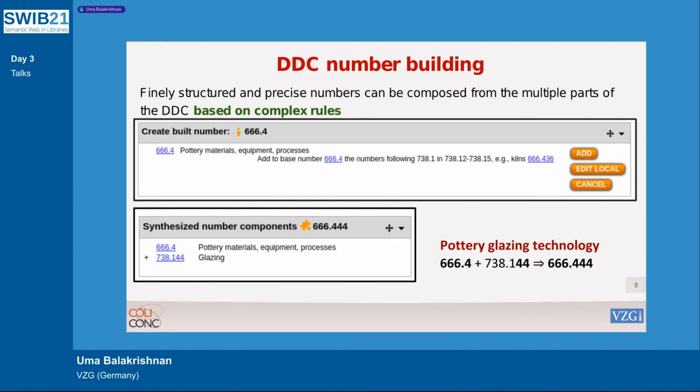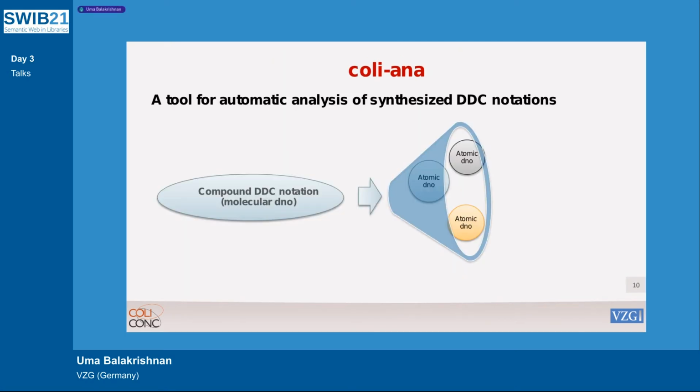In this way, large numbers of DDC numbers have been created over the decades and have been stored in the holdings of our libraries as hidden treasures, I would say. Hidden treasures in the sense that we have not been able to use them. They have remained unused, unfortunately, for retrieval, since very few have knowledge about these numbers. Right. So I think now you get an idea of why Coli-ana was important and why we needed a tool for automatic analysis of synthesized DDC notations.